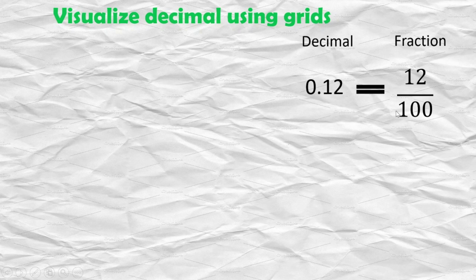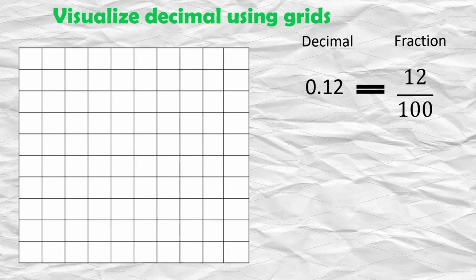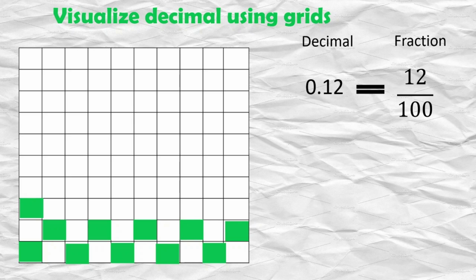Tignan yung denominator. We have here a denominator of 100. So you're going to make 100 grids or 100 na hati. So let us have this example. Okay. So that is divided into 100. Okay? Then 12. You're going to shade 12 squares in the grids. So 1, 2, 3, 4, 5, 6, 7, 8, 9, 10, 11, 12. Now that is how to visualize decimal using a grids, right?